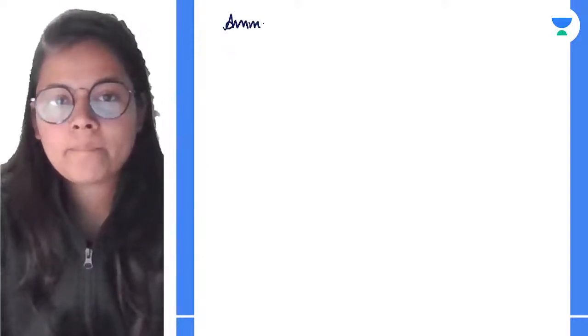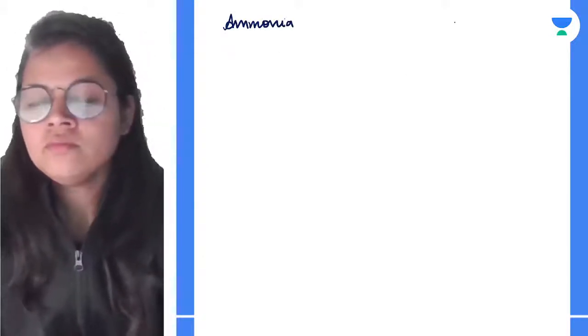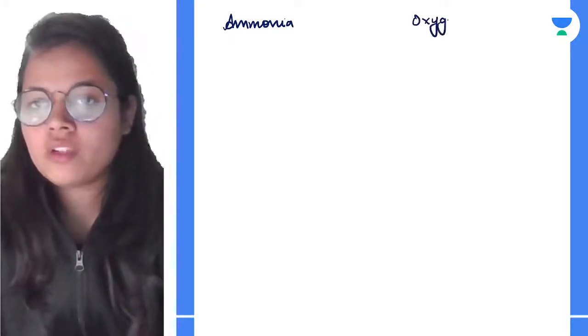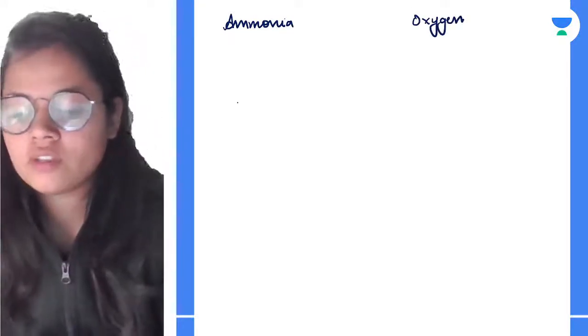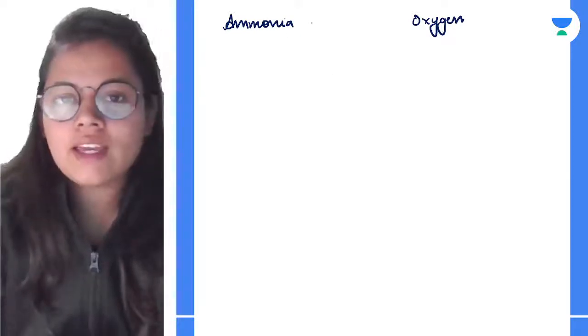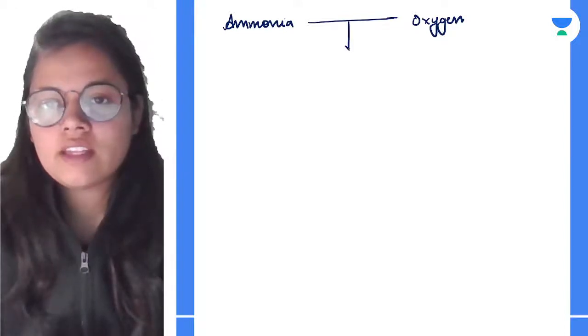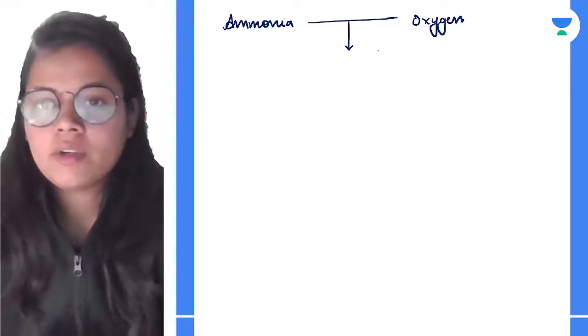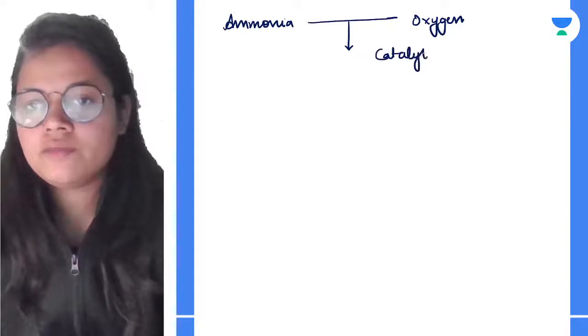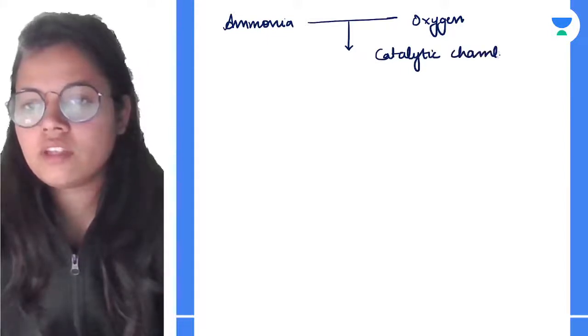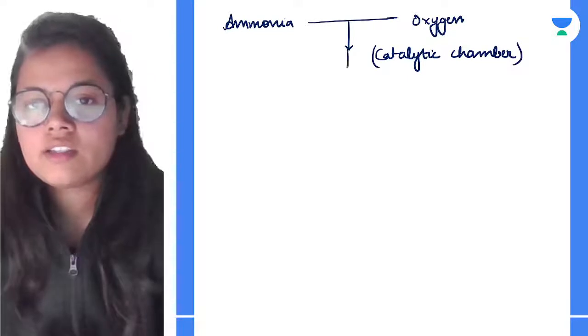So if I go for the basic flow chart for Ostwald's process, first of all, we have taken ammonia, and we have taken oxygen. Both the gases need to be pure. Can you tell me why the gases are required to be very pure? Now these gases go into a catalytic chamber. So we'll just mention it over here. They are going into a catalytic chamber.